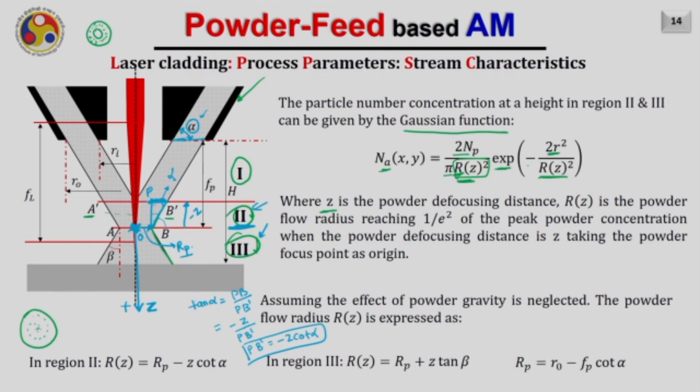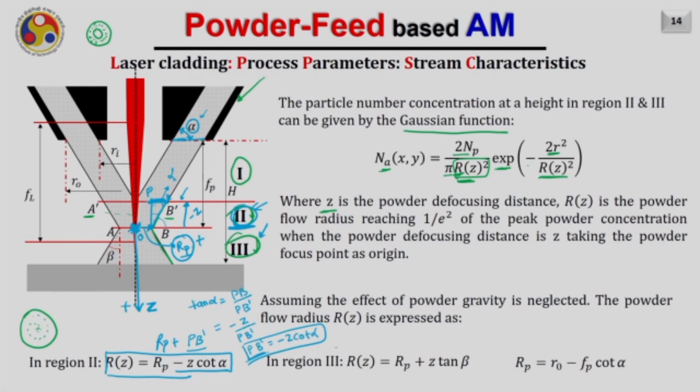Therefore, now I can easily find out the radius of the powder stream at any location Z units above the origin. I know this value is Rp, and in addition to this, the radius of the stream at this particular height is Rp plus PB dash, and we have already seen the value of PB dash is minus Z cot alpha. Therefore, the radius of the powder stream at a particular height from the origin will be Rz equals Rp minus Z cot alpha, and it is valid only in zone 2.